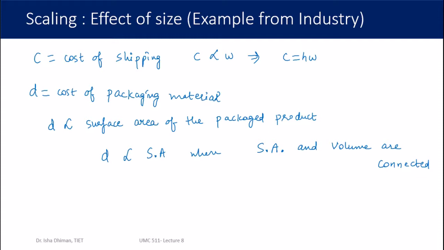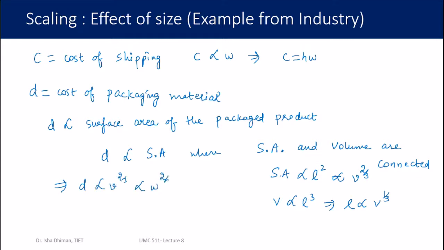So now we'll establish a connection between the surface area and the weight through volume. Surface area is proportional to L square, length square; volume is proportional to L cube. This gives you surface area proportional to V raised to power 2 by 3, which ultimately gives you D proportional to W raised to power 2 by 3, because volume is also directly proportional to weight. So therefore D is given by some constant times weight raised to power 2 by 3. So surface area we came to volume, volume proportional to weight. So all four costs A, B, C, D are now obtained in terms of weight.